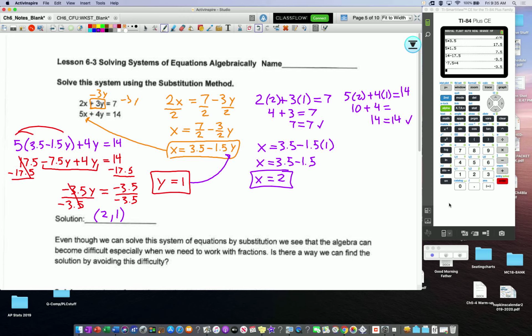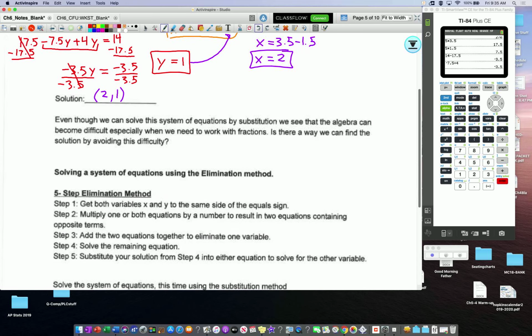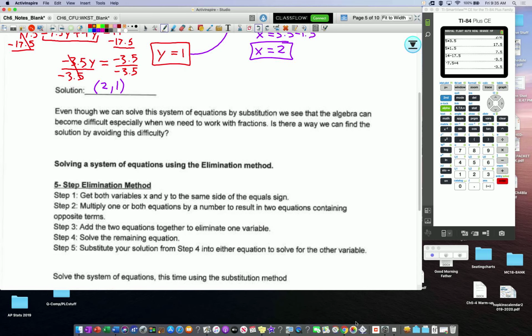Wow. I got to catch my breath for half a second. That took a long time. I had to deal with fractions and decimals. Yuck. Is there a way that I can maybe avoid that? Absolutely. We like to call this method the elimination method.